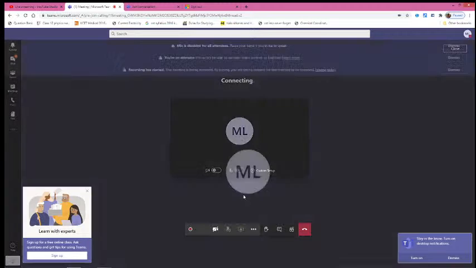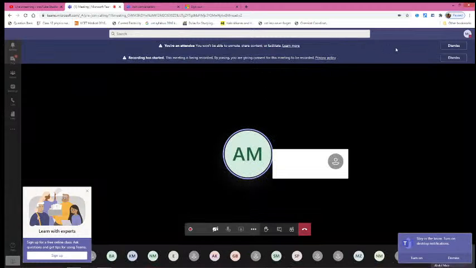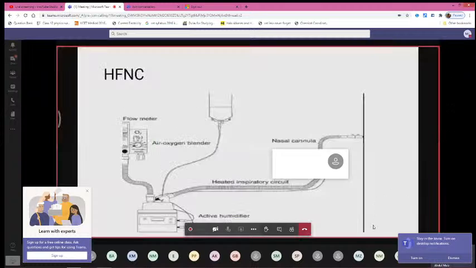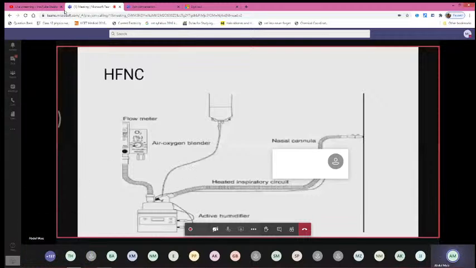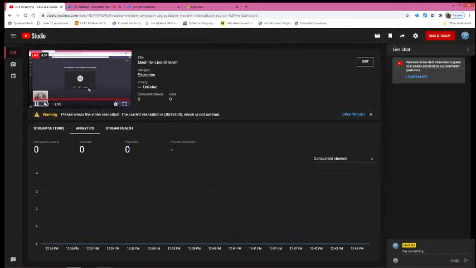His outcome will be good. But when he goes on ventilator, the mortality shoots up. So this is a high flow nasal cannula device. This is a schematic diagram where on the left side you can see the flow meter, which is connected to a high pressure oxygen source.